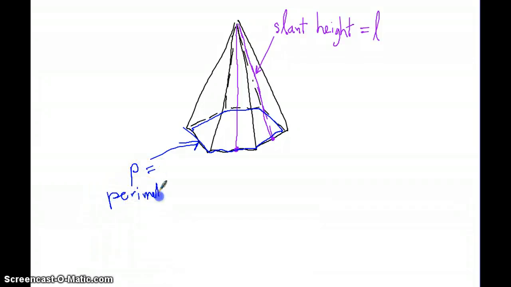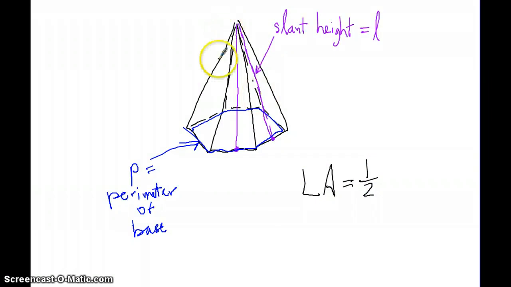Perimeter of base, great. Perimeter of the base is P, all that stuff added up. Then, here you go, lateral area, right for the formula, drum roll please, is a half, because it comes from adding up the areas of a bunch of triangles, and a half is just inherent in that. Perimeter of the base times the slant height.